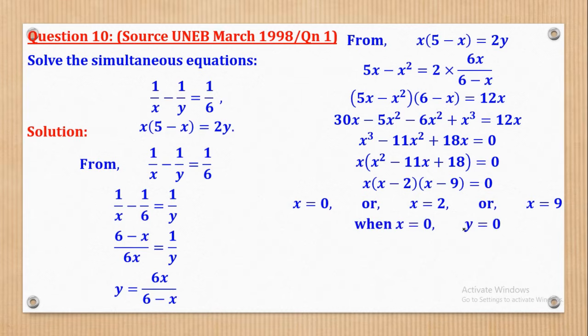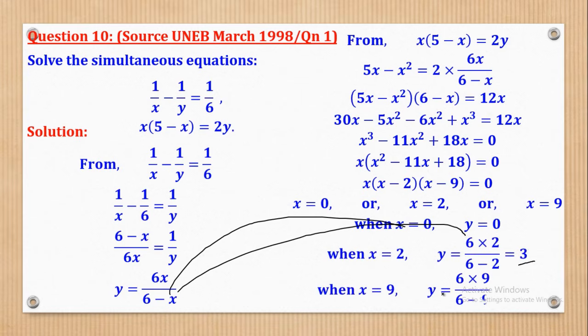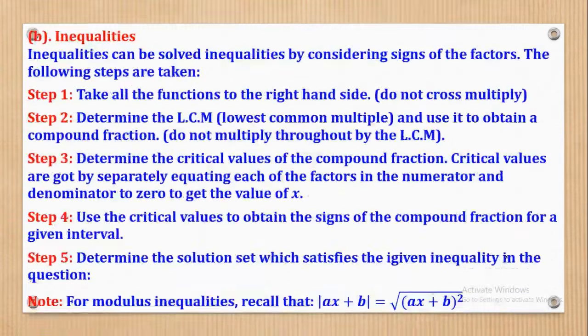Now when x is equal to 0, come here, y will be equal to 0 because this is 0. Then when x is equal to 2, come and substitute here to come up with y as 3. And when x is equal to 9, come and substitute here to come up with y as negative 18. So that has been simultaneous equations. Now we shall go to the other part, which is inequalities.